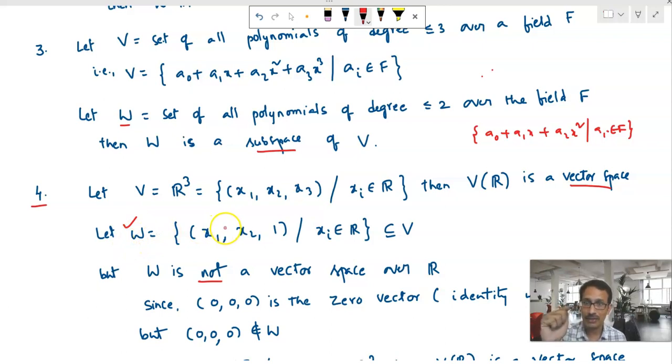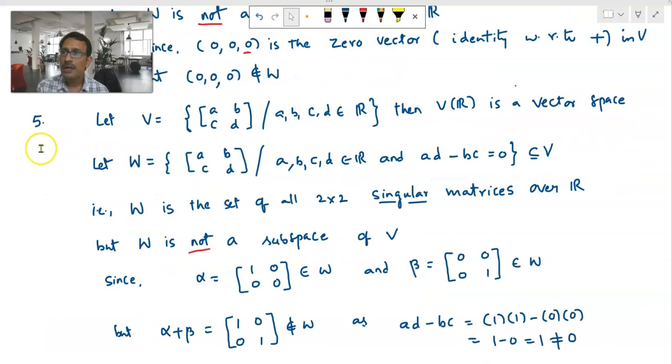The 0 vector. But what is the 0 vector? (0, 0, 0). But W does not contain this (0, 0, 0) because for an element to be in W, the third coordinate should be 1. But if the third coordinate is 1, it is not a 0 vector. That is, the identity element is not there. Therefore, simply we can say that it is not a vector space. So W is not a subspace. Hope you understand, right? We will see one more example for a subset but not a subspace.